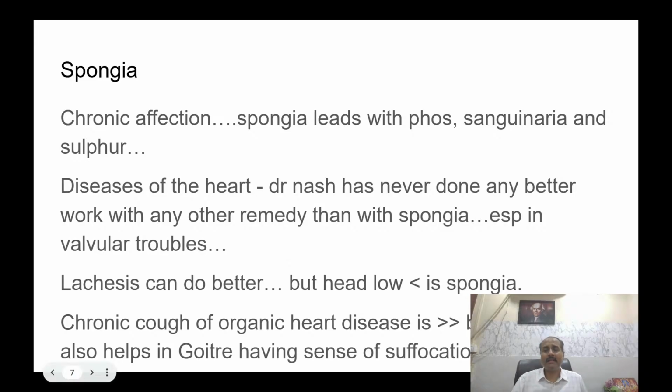Last but not the least, Dr. Nash tells us that in chronic affections, especially tuberculous affections, Spongia leads the race with phosphorus, sanguinaria, and sulfur. Now, I agree that tuberculosis as a pathology is very rare to see in the hands of a homeopath, considering the way the chest physicians and the higher physicians have exploited. But if you get a chance, you will have to manage with multiple remedies and tuberculinum or bacillinum.